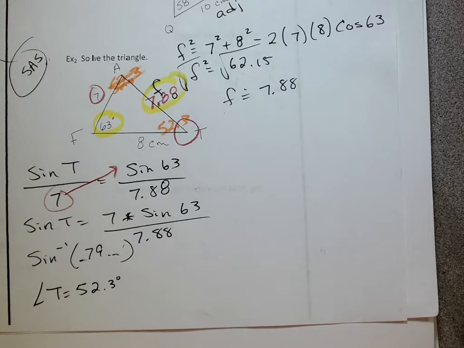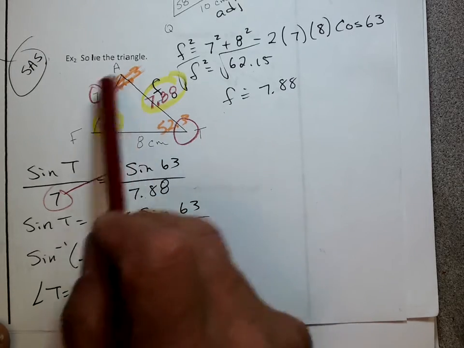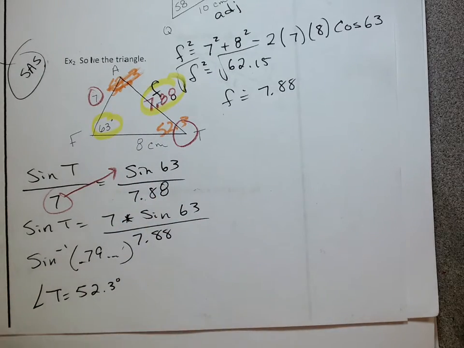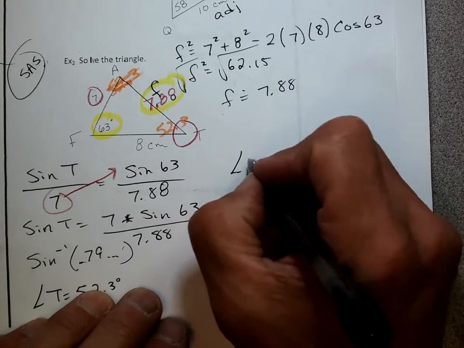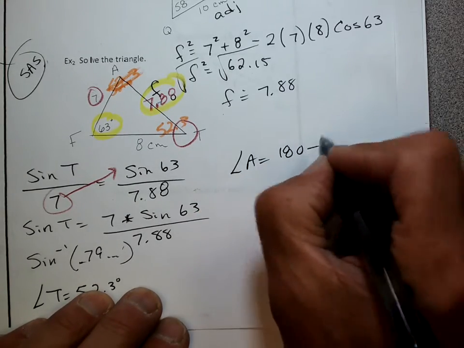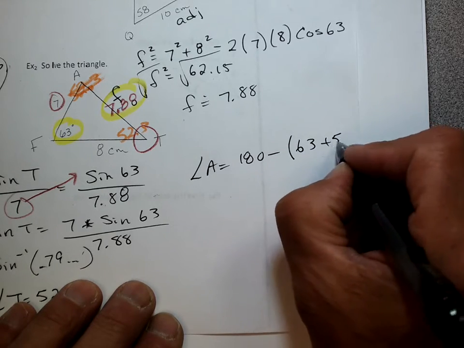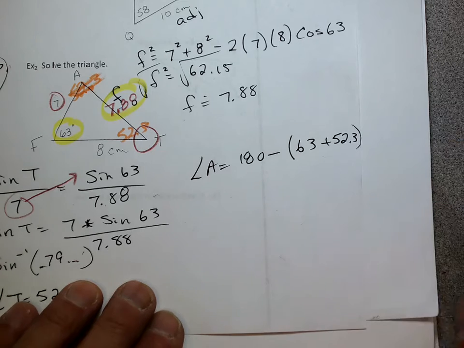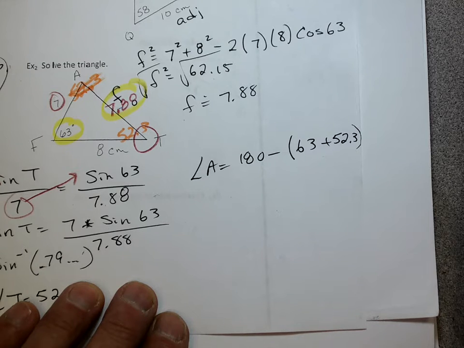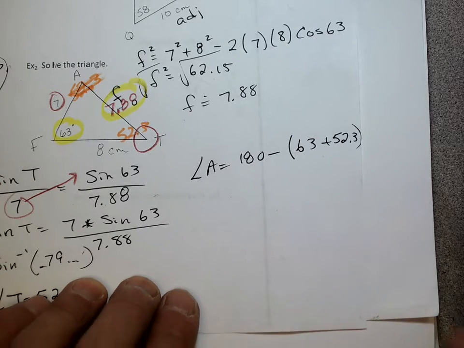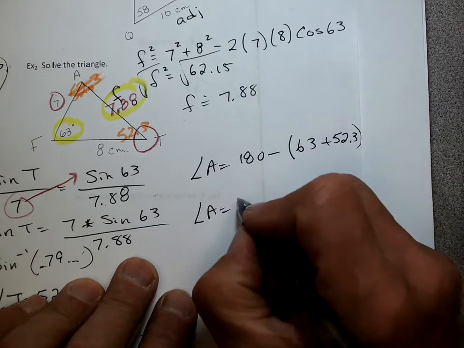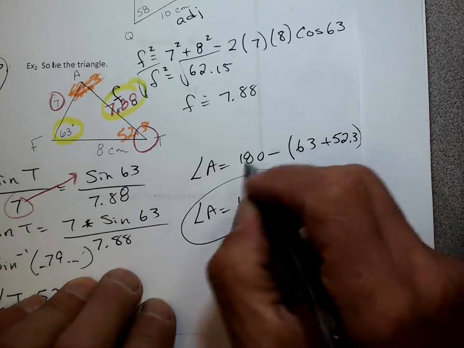So finally, angle A, which I just messed up on. But how do you find angle A? Well, that should be easy, right? Geometry, right? 180 degrees, you guys agree? So let's just go straight to angle A is equal to 180 degrees minus the sum of 63 and 52.3. I'm just going to use my calculator on that one. 180 minus 63 plus my 52.3, and I get an answer of 64.7. 64.7 degrees. Okay, thumbs up.